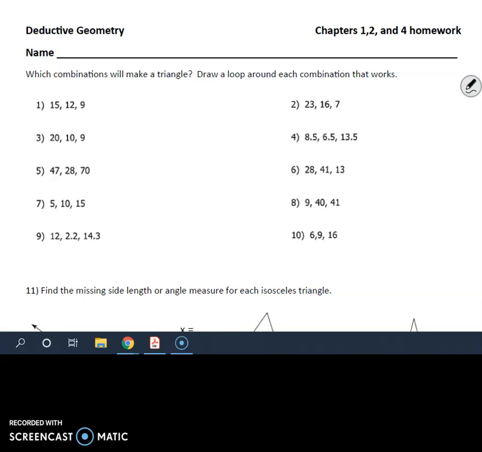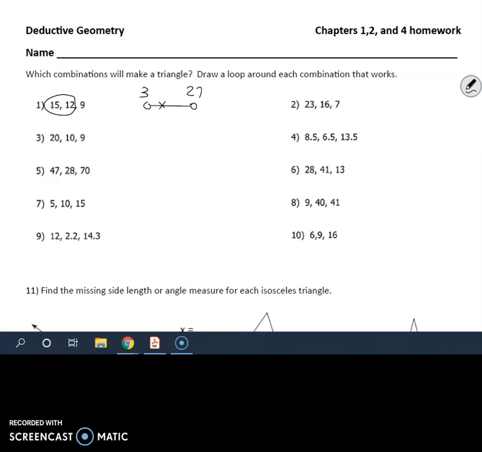All right, I'm going to go through the answer key for your homework assignment from Wednesday. As we talked about, in figuring out if the lengths make a triangle or not, we're going to take two of the numbers and subtract them. So 15 minus 12 is 3, and then we're going to add them. And then the question is, does the third length fall between those two?